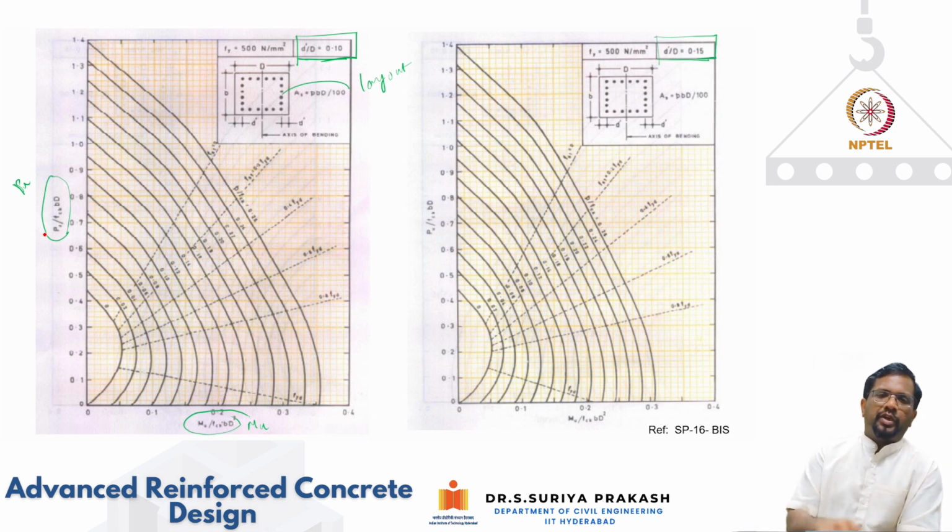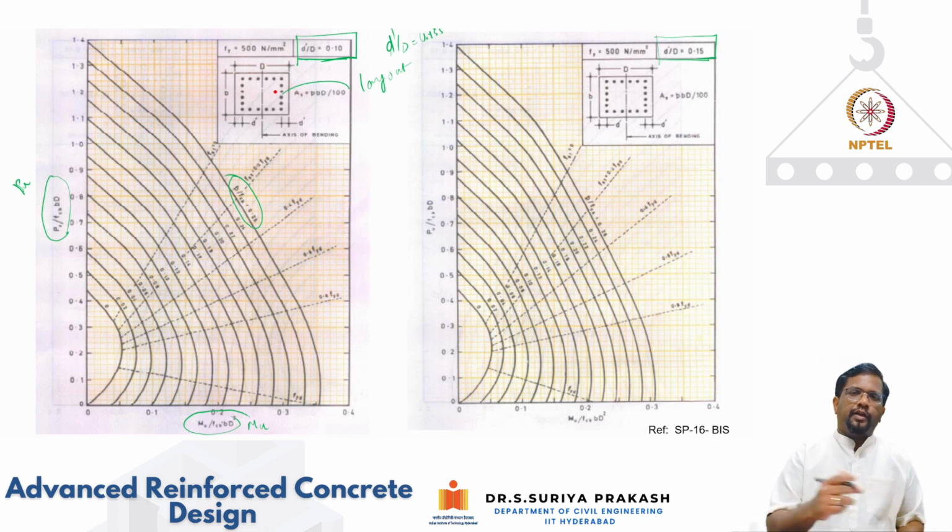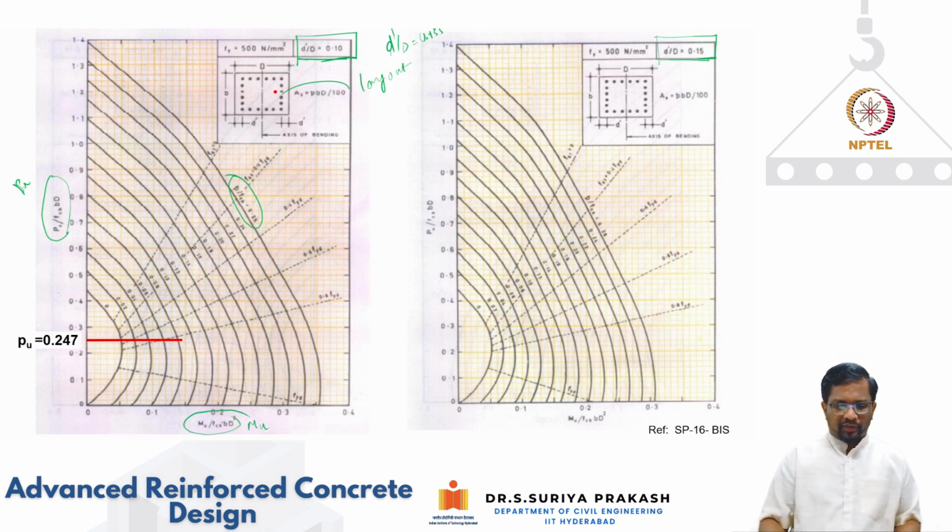So you have a family of charts. These are all capacity curves for different p by fck values. These are valid for a particular amount of steel which is normalized to the concrete strength I am using. In our case, what was the d prime by d that we got? 0.133. So that is the reason I cannot use either one of the charts directly. I take the values from both the charts and then interpolate to find the amount of steel that is required.